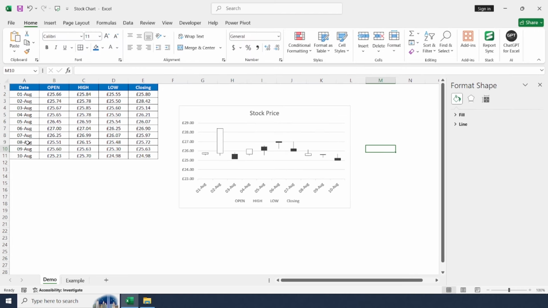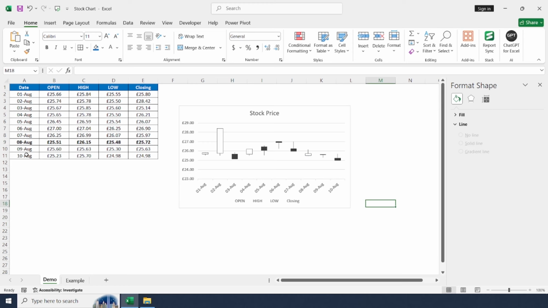Let us see the stock chart interpretation using the 8th August data. The box ranges from opening to closing, from £25.51 to £25.72. And the vertical line above and below the box extends to the high and low values, £26.15 and £25.48, respectively. So, as the closing stock value is more than the opening value, the graph indicates profit from the stock at the end of 8th August.